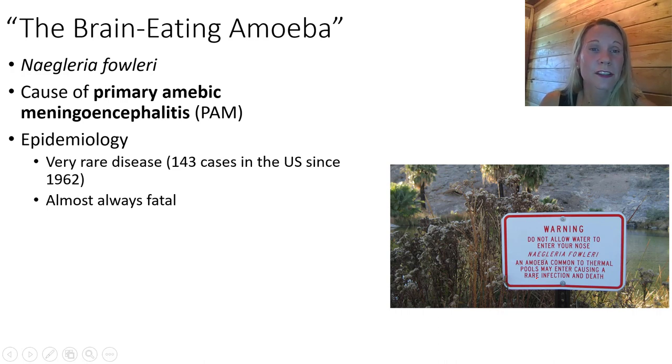There have only been 143 cases reported in the United States since it was first identified in 1962. However, out of those 143 cases, only 2 people have survived. So it's almost always fatal. The reason is that it's very fast acting and it resembles meningitis, like bacterial meningitis. So a lot of times it's misdiagnosed as bacterial meningitis. And then the patients are treated with antibiotics. And antibiotics, are they going to be effective against a eukaryotic pathogen? Good. No. Antibiotics are not effective against eukaryotic pathogens like amoebas.